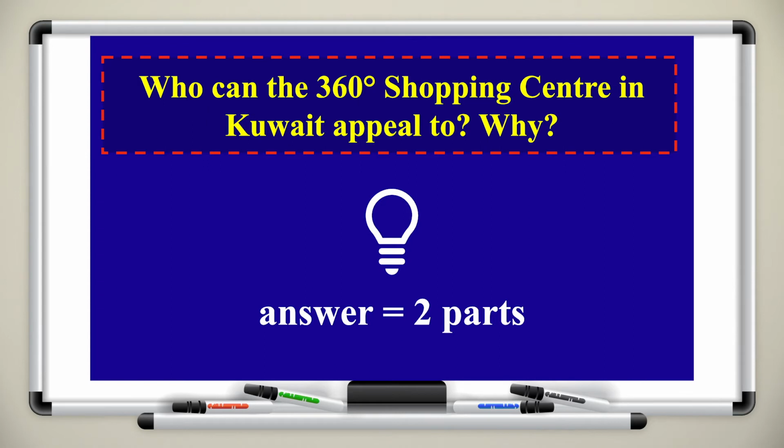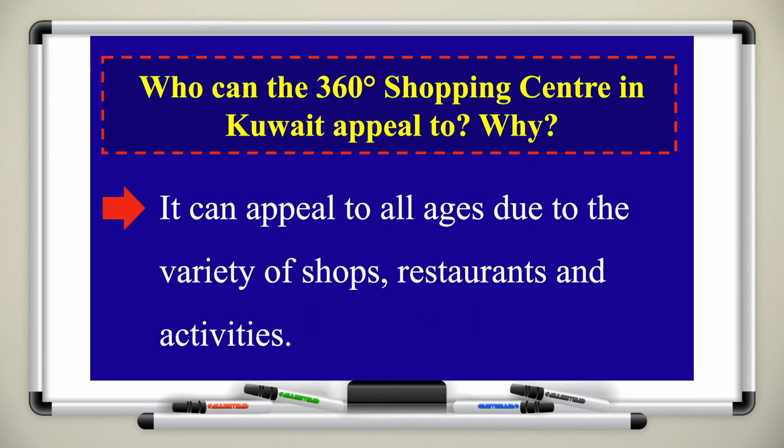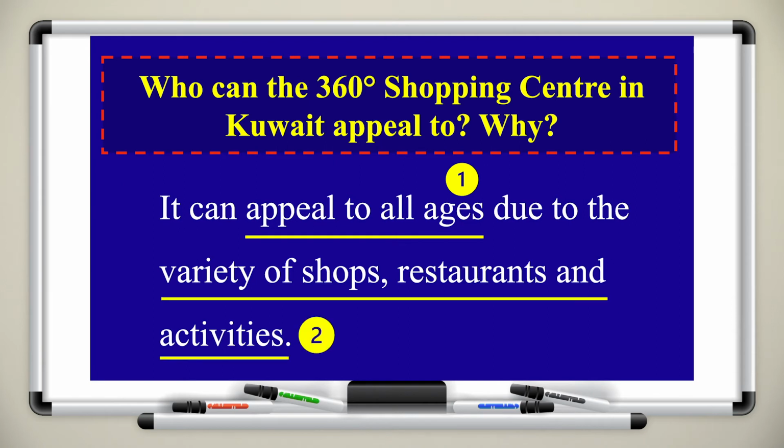Now, who can the 360 shopping center in Kuwait appeal to, and why? So in this answer, we have 2 parts. The first part is who can the 360 shopping center in Kuwait appeal to? And the second part is why does it appeal to that particular age group? So it can appeal to all ages due to the variety of shops, restaurants, and activities. This is the first part, and this is the second part.